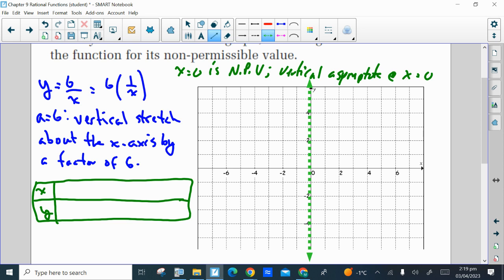And once again, y can never equal 0. A rational function only equals 0 when the numerator equals 0. But again, the numerator is a constant here. So the line y equals 0 is also an asymptote. No matter what number you put in for x, you'll never get 0 as an answer.